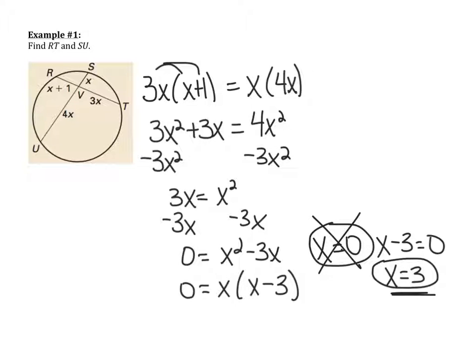But remember, it asked to find the lengths of RT and SU. So then I'm just going to plug it back in. So if x equals 3, 3 plus 1 is 4, so this little bit is 4. And then x equals 3, so 3 times 3 is 9. So RT would equal 13. And then for SU, we know again that x is equal to 3, so this little bit right here is 3. And then 4 times 3 is 12. So SU would be 12 plus 3, which is 15. So the two lengths would be 13 and 15.